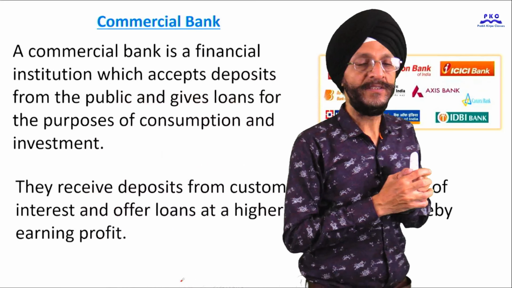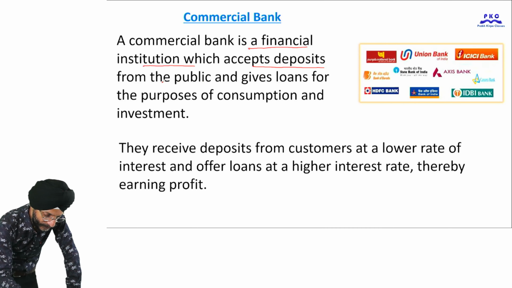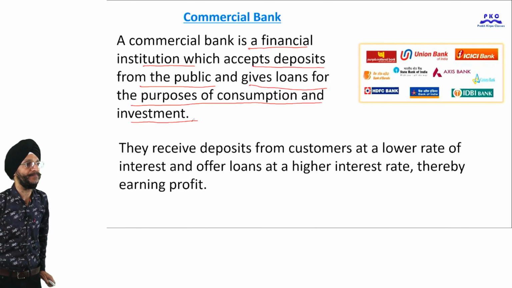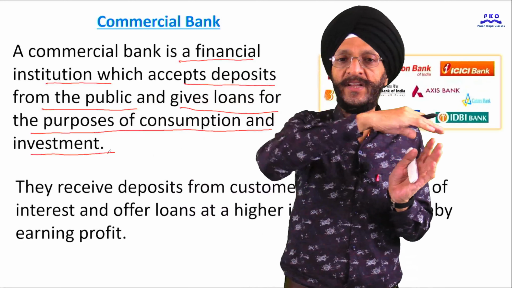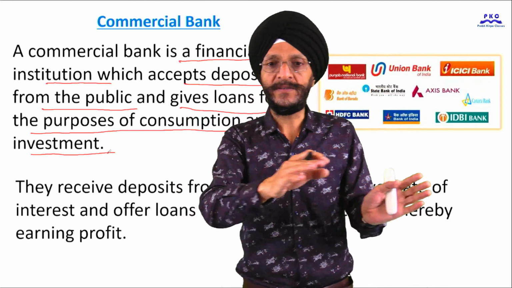A commercial bank is a financial institution which accepts deposits from the public and gives loans for the purpose of consumption and investment. Today, the public deposits their money with the banks. Banks have employed a large number of people. They have to pay electricity bills. They have a large number of staff and they have to incur management expenses. They have to technologically upgrade their infrastructure.